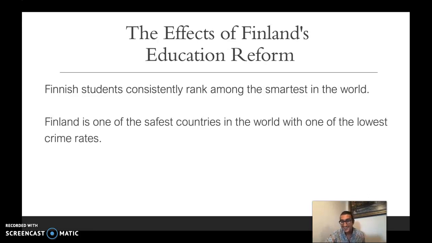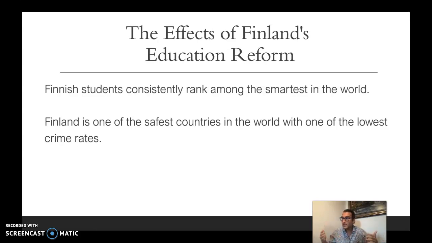Far smarter than us in the United States, realistically. Finland is one of the safest countries in the world with one of the lowest crime rates. So we're starting to see that this improvement in the quality of education is having these kinds of ripple effects into these other social structures that used to be big problems. Their crime rates are going down, right?